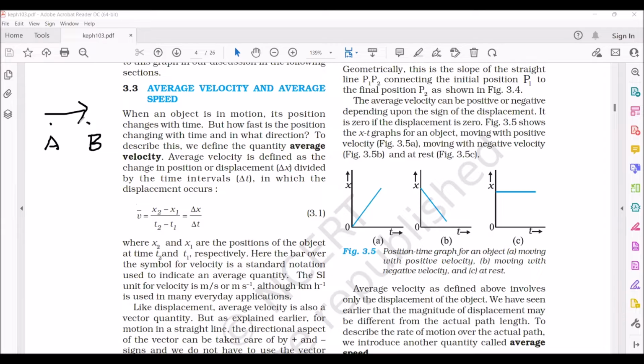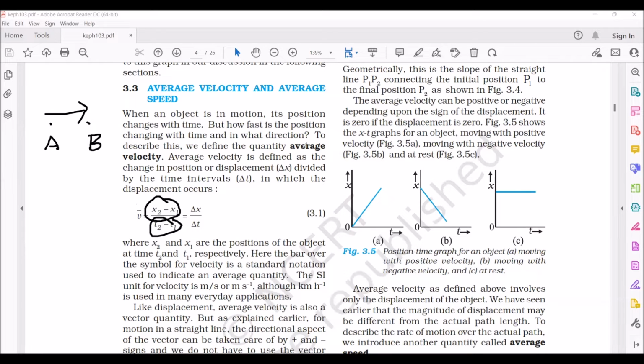We know the position of the object is changing with respect to time, but now the question is how fast the position is changing and in what direction. In order to describe these two, we define a quantity called average velocity. So average velocity is defined as the ratio of change in position of the object to the change in time interval.